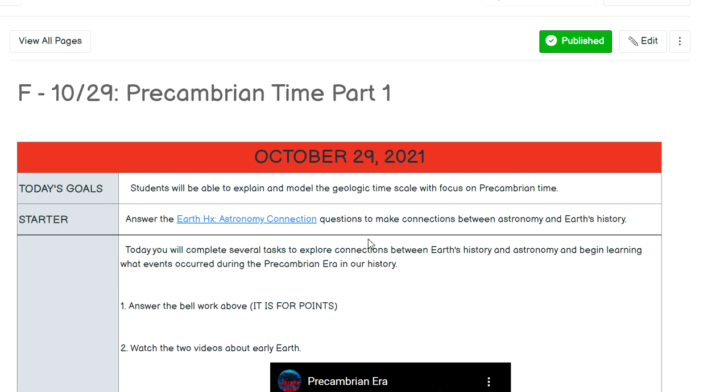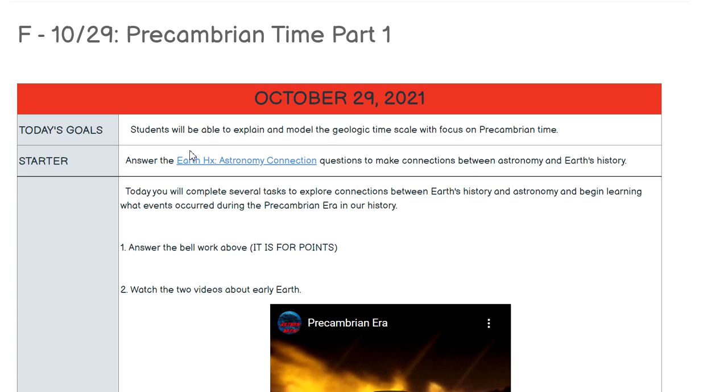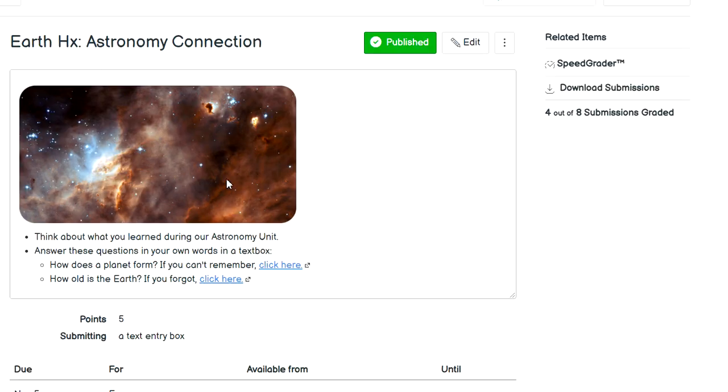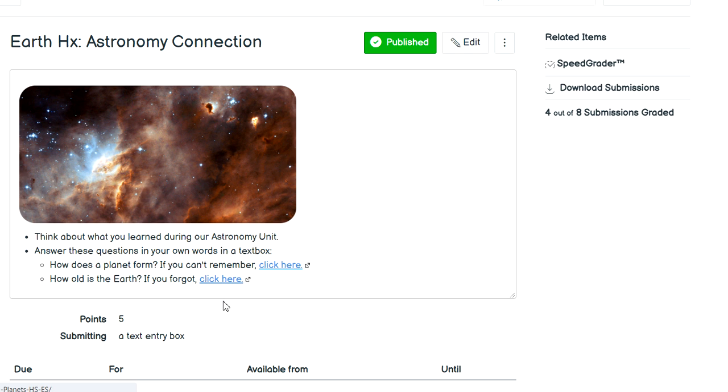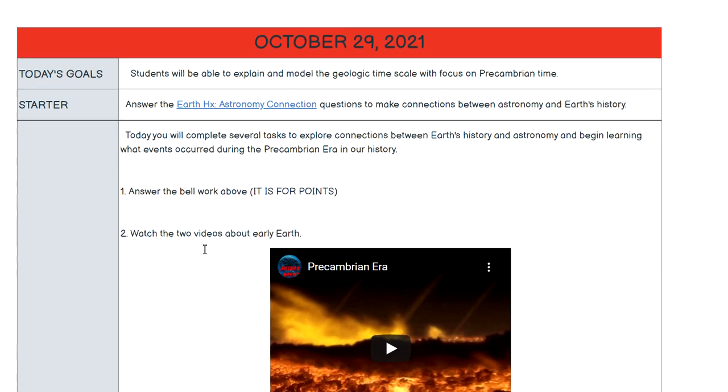So your assignment for today, you have bell work here. If you click on this, it will pop you into a page that asks you questions about astronomy and how it connects to Precambrian time. So think back to the astronomy lessons you learned in the last unit. See if you can answer these questions about how old is the Earth and how did the planet form. If you can't remember, you can click these links to help you out. So answer those questions and then come back to today's lesson.